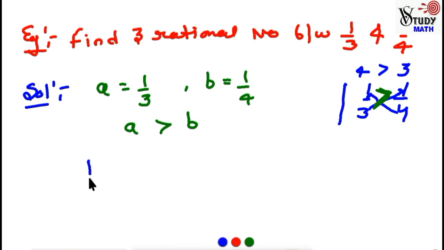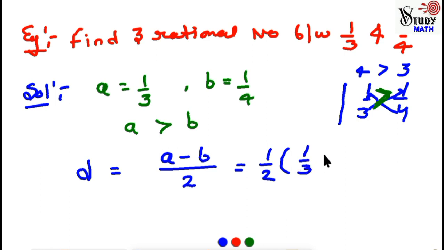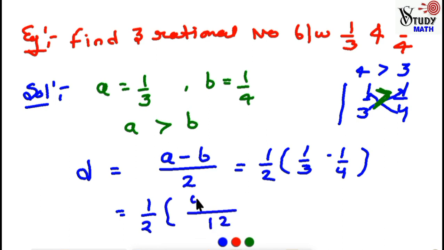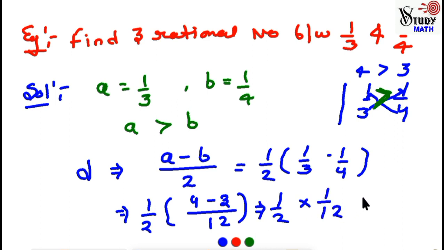For applying step number 2, we have to find the value of D. The value of D is: from the larger number we subtract the smaller number and divide by 2. So apply this step here: 1/2 times (1/3 minus 1/4). Now the LCM will be 12: 4 times, minus 3 times. So what do we have now? We have 1/2 multiplied by 1/12. So the final value of D is 1/24. 1/24 is the final value of D.